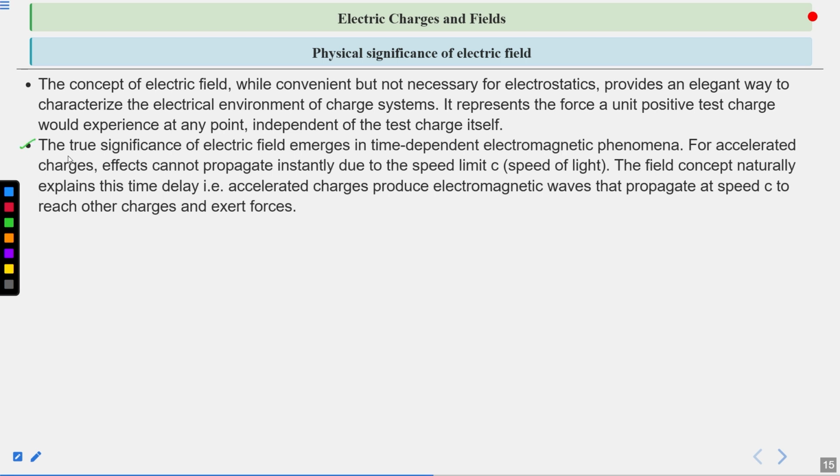The second physical significance is that the true significance of the electric field emerges in time-dependent electromagnetic phenomena. For accelerated charges, effects cannot propagate instantly due to the speed limit c, the speed of light, and the field concept naturally explains this time delay. That is, accelerated charges produce electromagnetic waves that propagate at speed c to reach other charges and exert forces. About this phenomenon, we will learn very briefly in upcoming lectures.